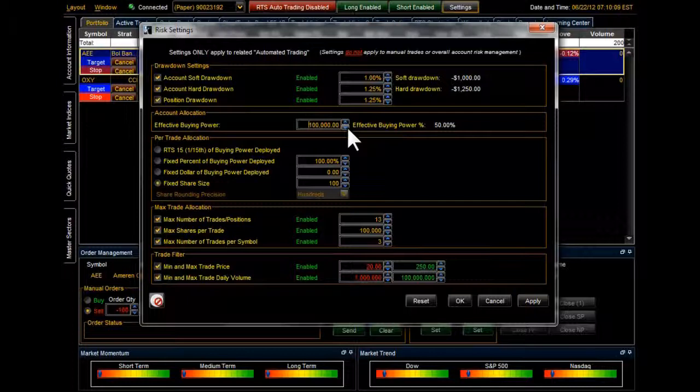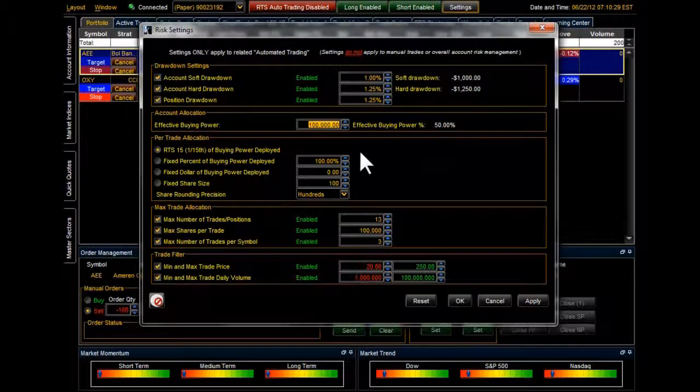Okay, so let's take a look at the next section here. Per trade allocation. You can only select one of the 4 radio buttons. So let's take a look at our first selection. RTS 15, 1/15 of buying power deployed. This allows RTS to use 1/15 of your total effective buying power per trade.